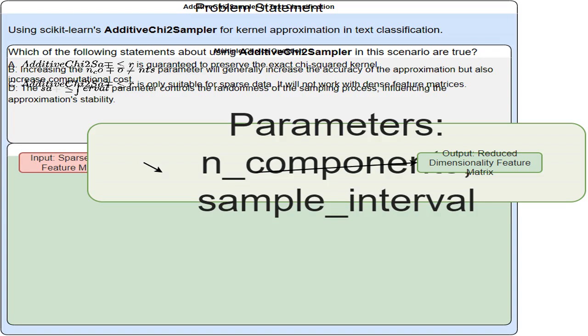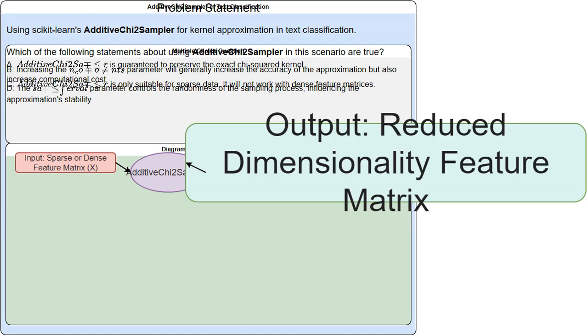These are settings that control how AdditiveChi2Sampler works. (n_components) determines the size of the output, and _sample_interval controls how it randomly samples data. This is the smaller, easier to manage table that AdditiveChi2Sampler creates for us.